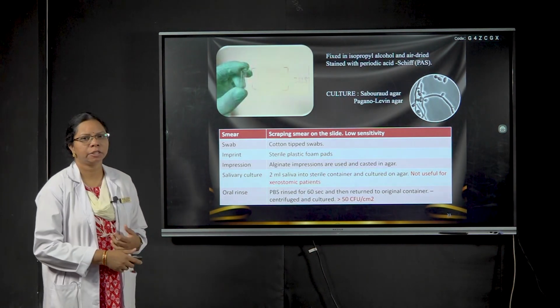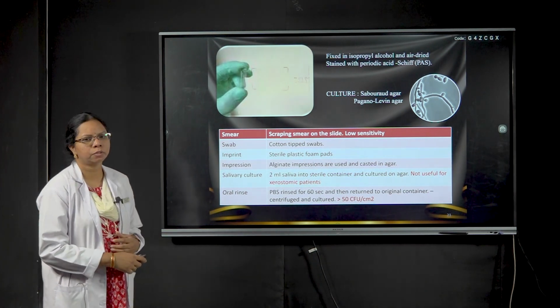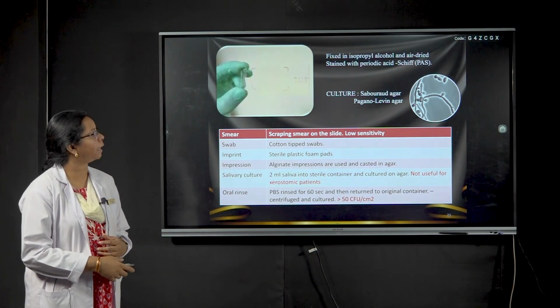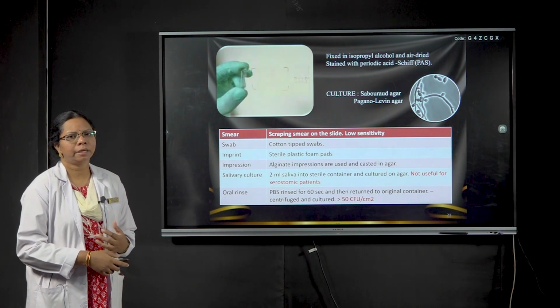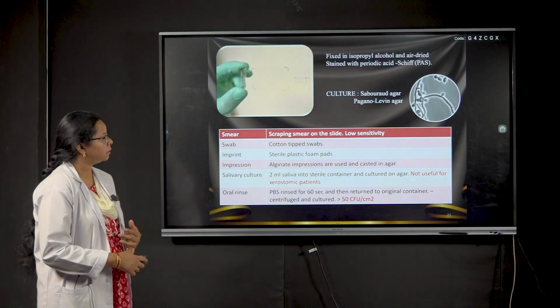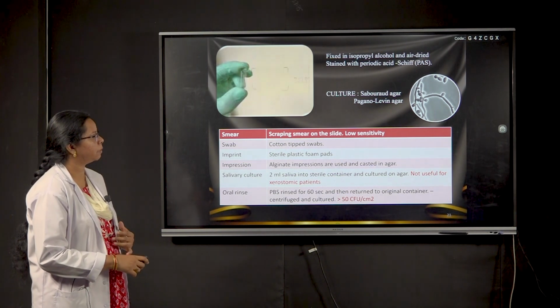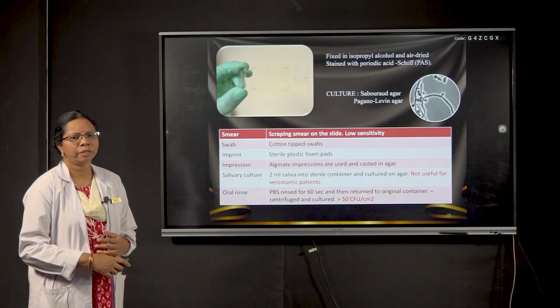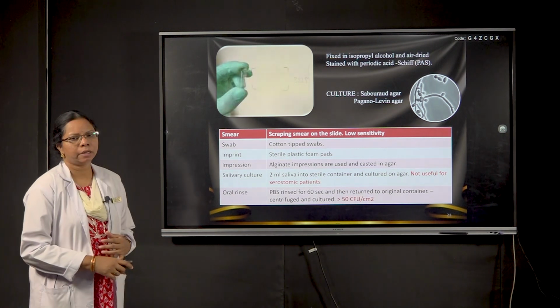Coming to the investigations of candidiasis, smears or swabs are taken, fixed with isopropyl alcohol, stained with periodic acid Schiff, and examined under the microscope. You can see fungal hyphae, and the culture medium specifically for candidiasis is Sabouraud's broth. To differentiate different species of Candida, Pagano-Levin agar is used.